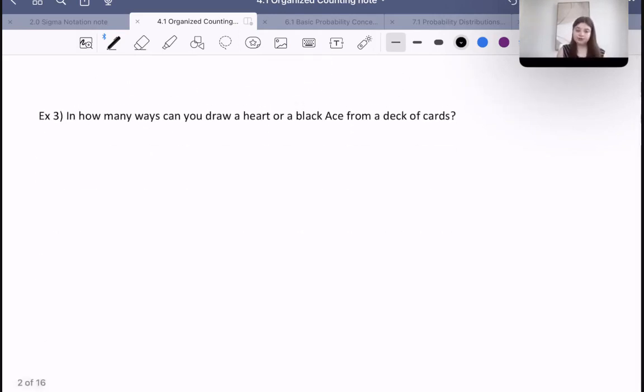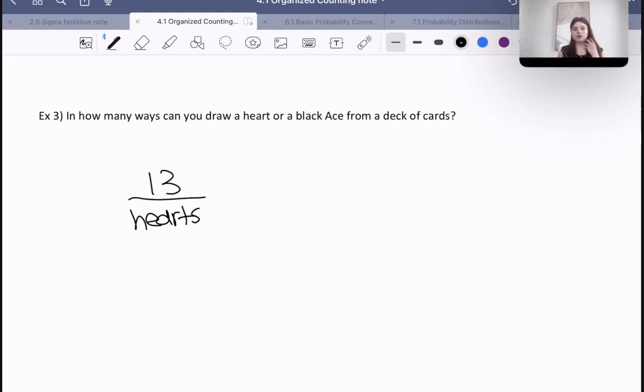Okay, example 3 asks, how many ways can you draw a heart or a black ace from the deck? Okay, so let's do total possibilities. So how many hearts are there? There's 13 hearts, right? There's the 2 of hearts, 3 of hearts, 4 of hearts, 5 of hearts, 6 of hearts, 7 of hearts, 8 of hearts, 9 of hearts, 10 of hearts, Jack of hearts, King of hearts, Queen of hearts, I got those in the wrong order, and Ace of hearts. So there's 13 hearts.